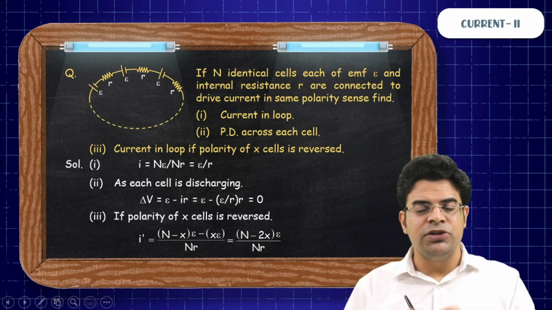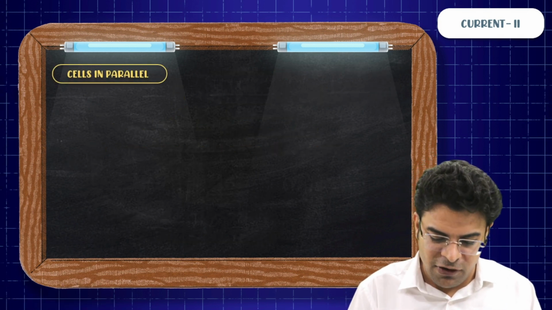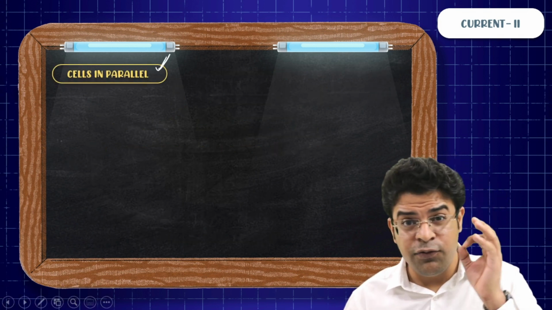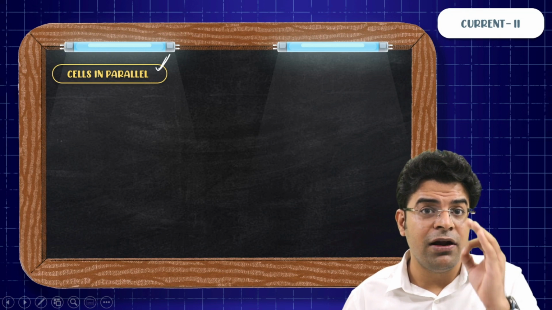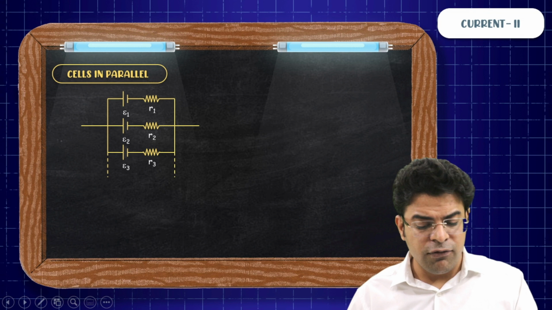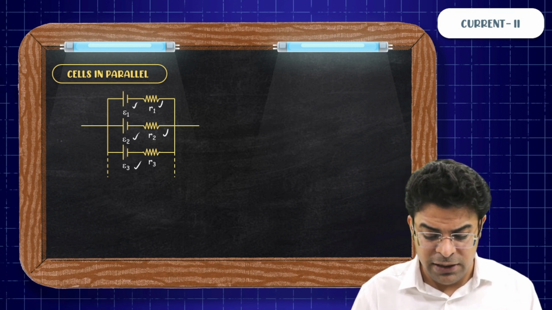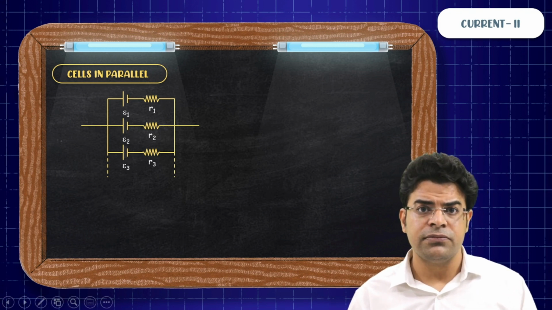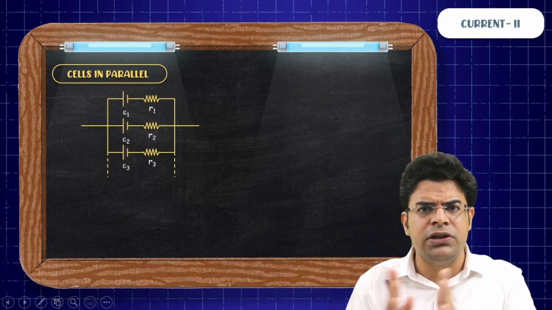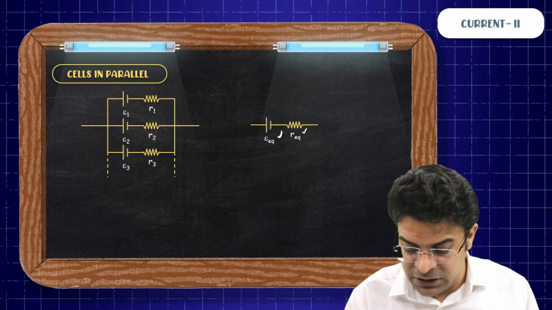So now comes the most important part of this particular hour, that is combination of cells in parallel. And if you get this thing right, you will never have to use KVL. I promise you. So if you have got multiple cells in parallel, EMF E1, R1, E2, R2, EMF E3, internal resistance R3, then how to replace all these cells with a single cell? What has to be the E equivalent? What has to be the R equivalent?